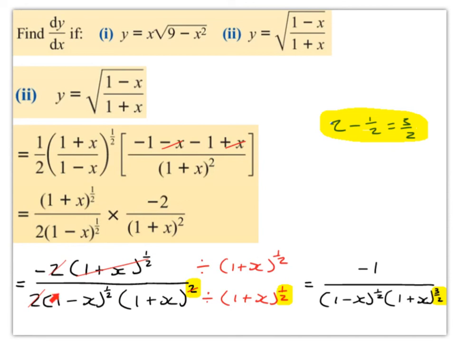So (1 minus x) to the power of a half is not going to change because that's a minus and this is a plus, so they're completely different. So we just bring that over here, (1 minus x) to the power of a half. And then (1 plus x) to the power of 2 divided by (1 plus x) to the power of a half is going to give us (1 plus x) to the power of 3 over 2. Because dividing powers with the same base, we subtract the powers, and 2 minus a half is 3 over 2. So our final answer is minus 1 all over (1 minus x) to the power of a half multiplied by (1 plus x) to the power of 3 over 2.